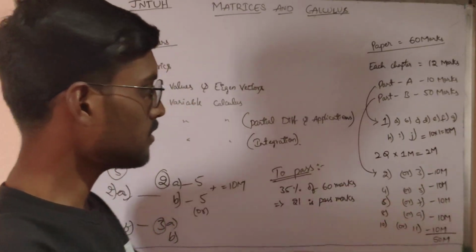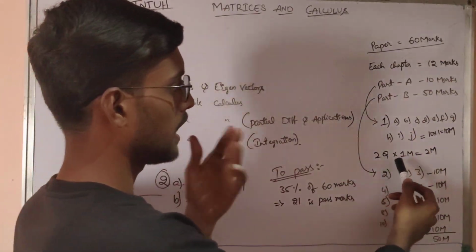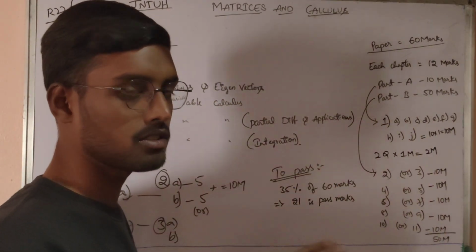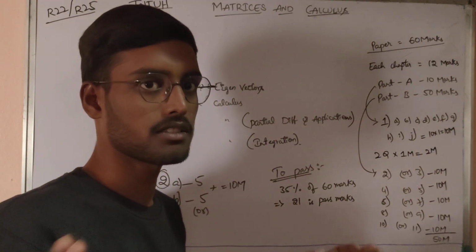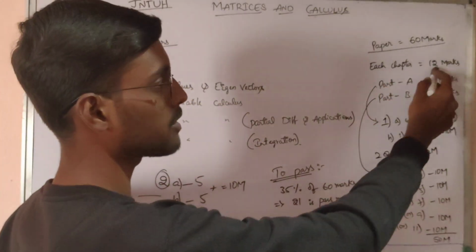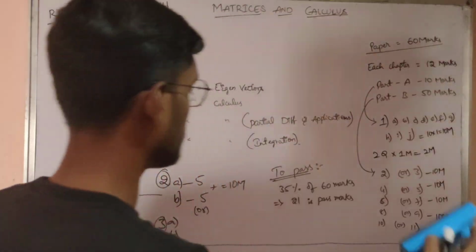Next, from part A you are going to get exactly two questions from each chapter. Each gives 2 marks from part A and 10 marks from part B from each chapter. So each chapter gives us a weightage of 12 marks.